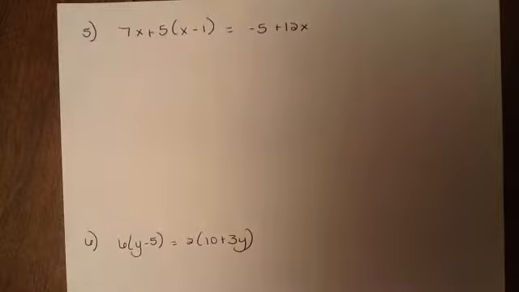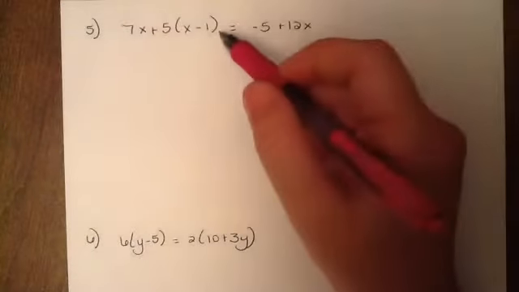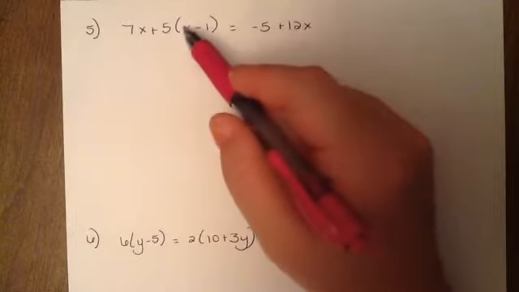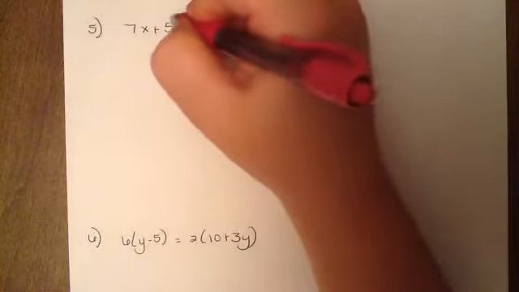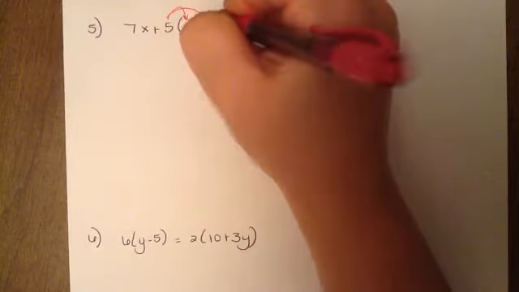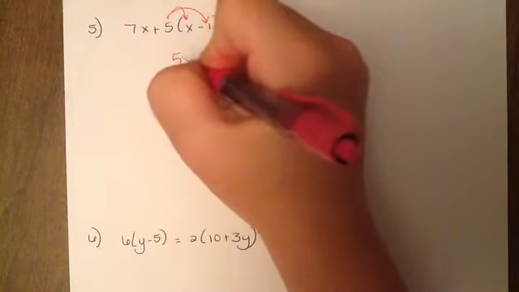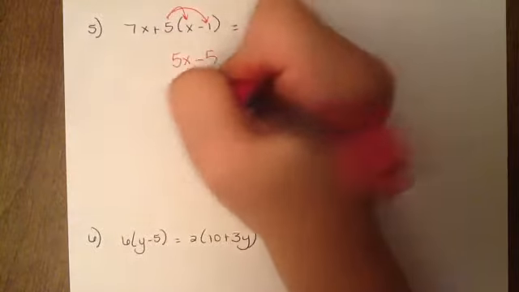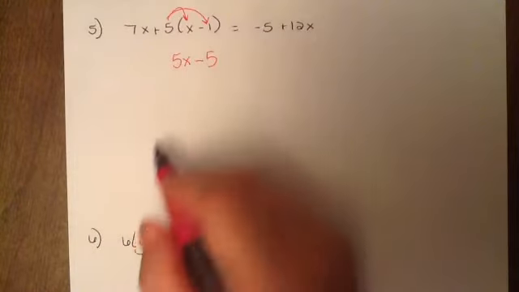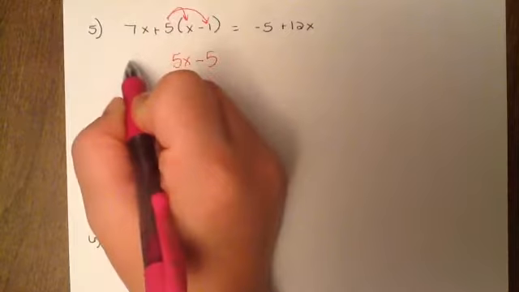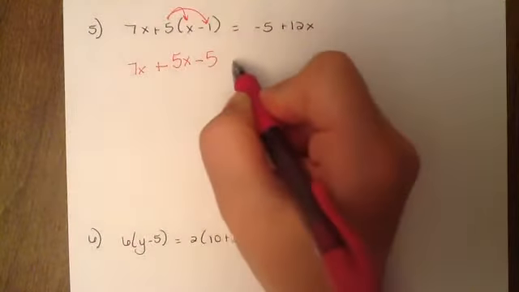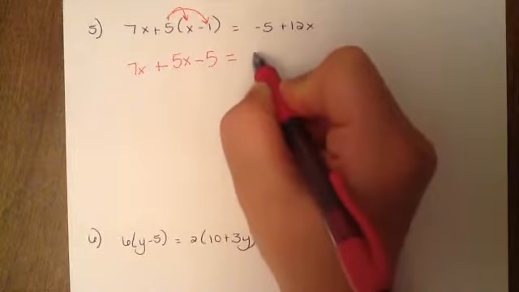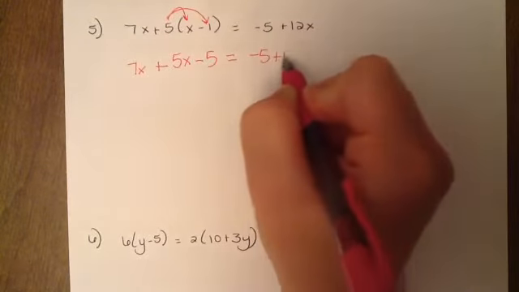The next two are special equations. Go ahead and solve this. Looks a little messy. We've got to get rid of parentheses. How do we get rid of parentheses? Distribute this 5. So we get 5x minus 5. Bring down those other pieces. Bring down the 7x plus 5x. And bring down this -5 plus 12x.